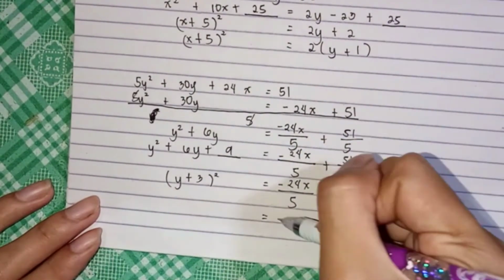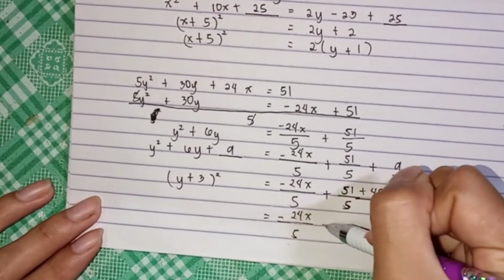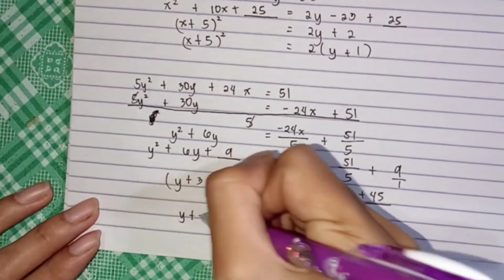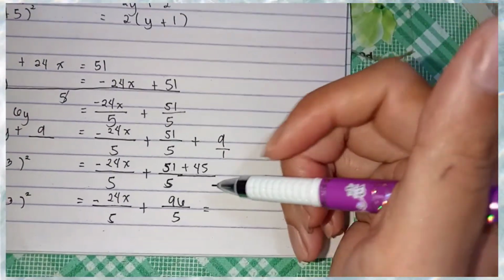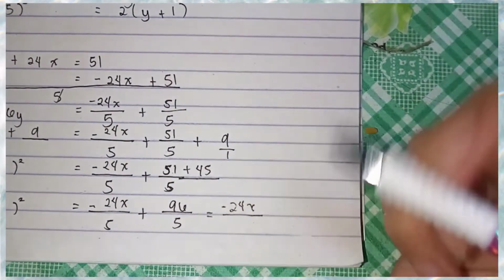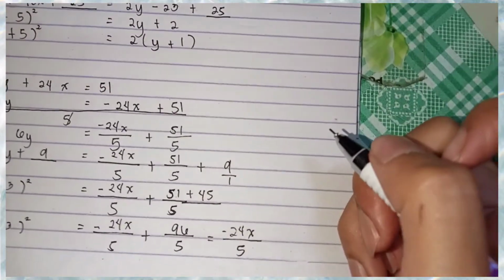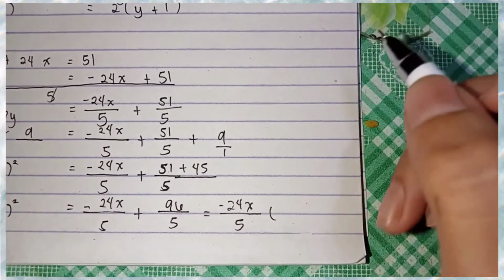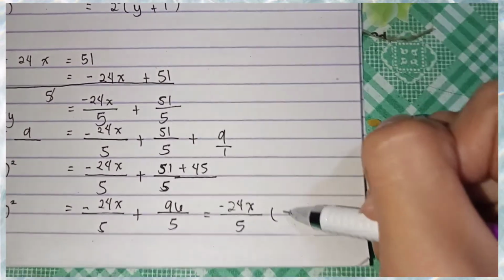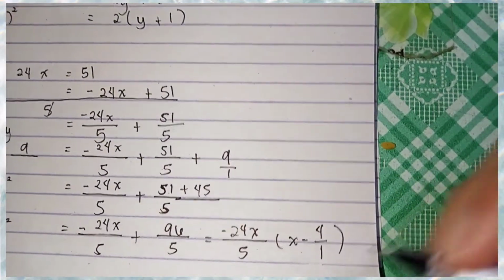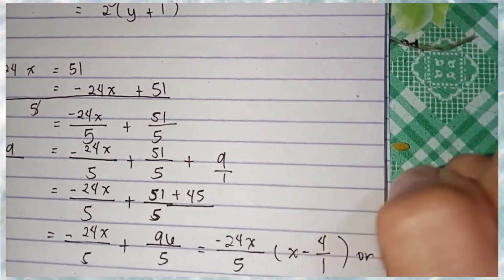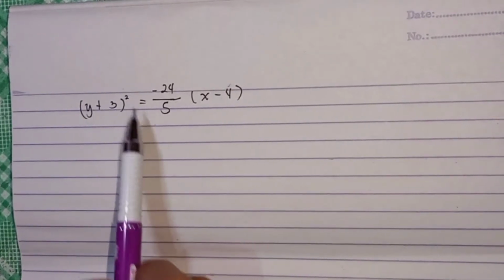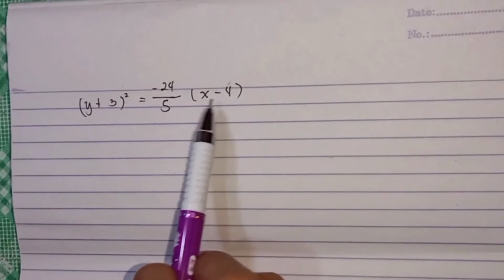Then we have this negative 24x over 5 plus 96 over 5. Then copy this one again. So this will become negative 24 over 5 to the quantity of x minus 4 over 1, or this will become x minus 4. Okay. So now we have this equation in standard form. (y plus 3) squared equals negative 24 over 5, quantity x minus 4.